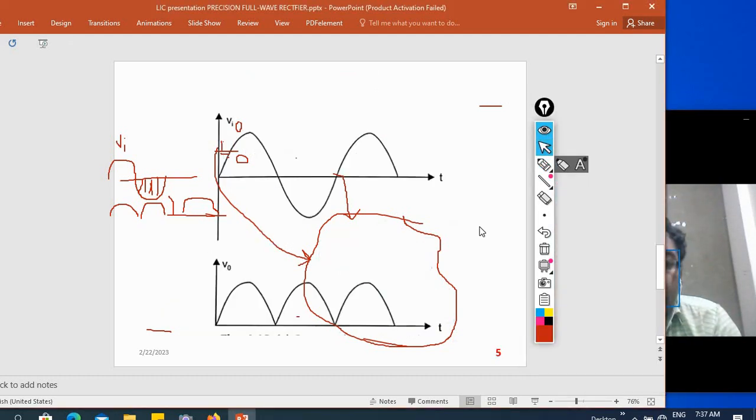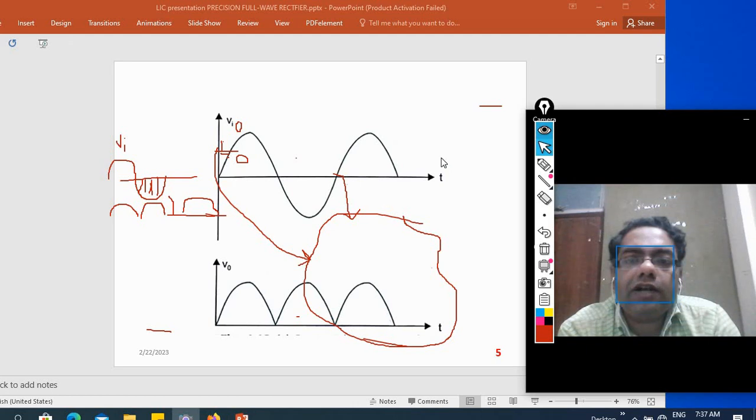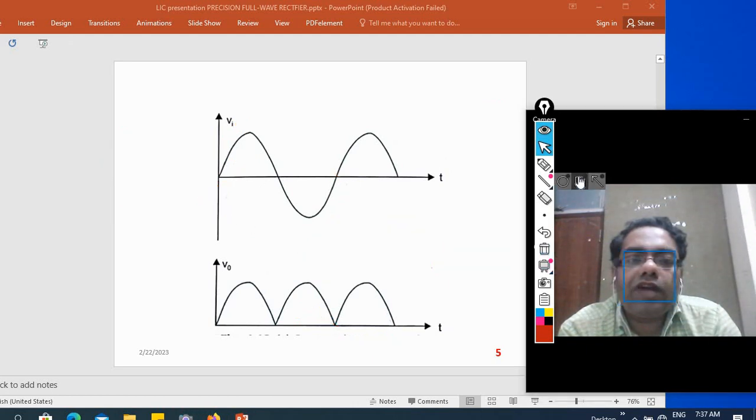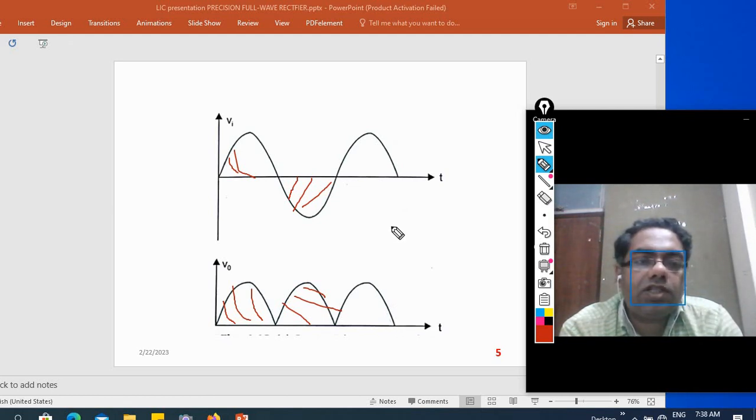So you see that when Vi is positive, the output is positive, and when Vi is negative, the output is inverted. So this is the full wave rectification. That means full wave rectification has occurred. That is how this circuit can behave like a full wave rectifier circuit.